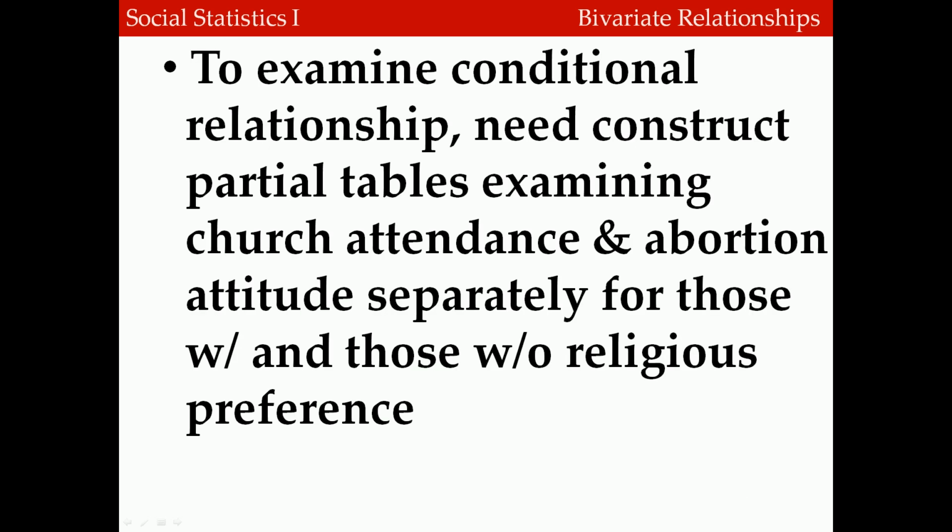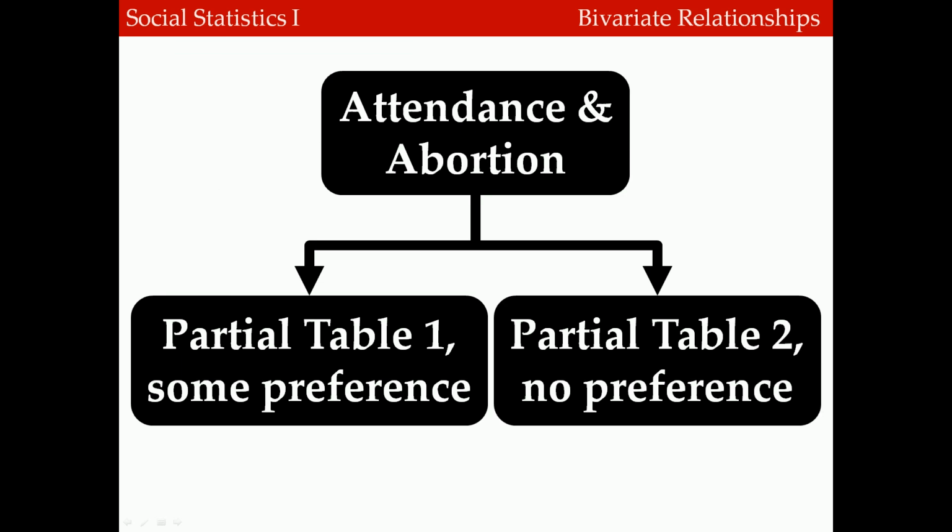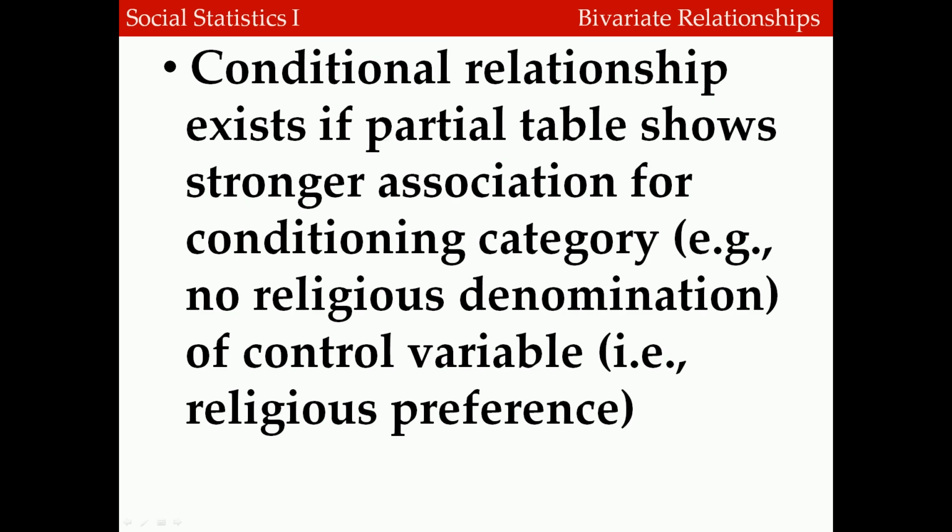So to examine this conditional relationship, we need to construct a set of partial tables. These partial tables will be constructed in such a way as to look at the relationship between church attendance and abortion, separately for those with religious preference and those without religious preference. And so we're going to look at something like this: the original relationship between attendance and abortion in two partial tables. The first partial table will look at this relationship for only those people who have some kind of religious preference, and the second will look at it for those people who have no religious preference. And if there's a conditional relationship, we should find that one of the partial associations is stronger than the original, and the other is weaker.